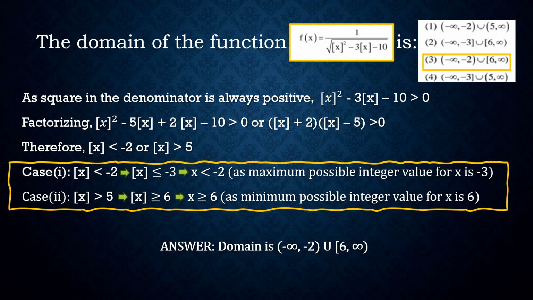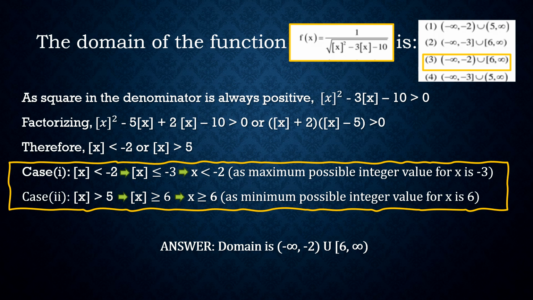Now this is a quadratic function. Factorize it, you will get 2 factors, ([x] + 2)([x] − 5) greater than 0. Now what will this give? Either [x] greater than 5 or [x] less than −2. Check it out. Only if these two conditions are satisfied, your inequality will be greater than 0.